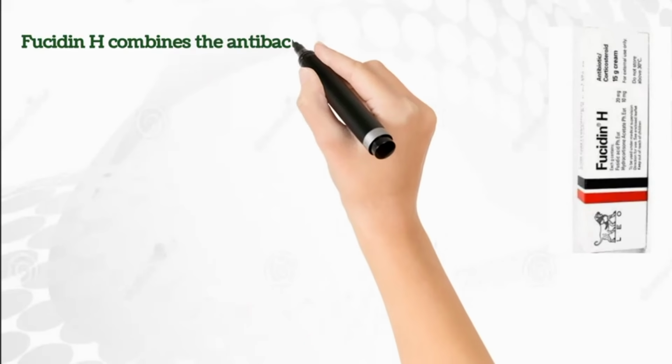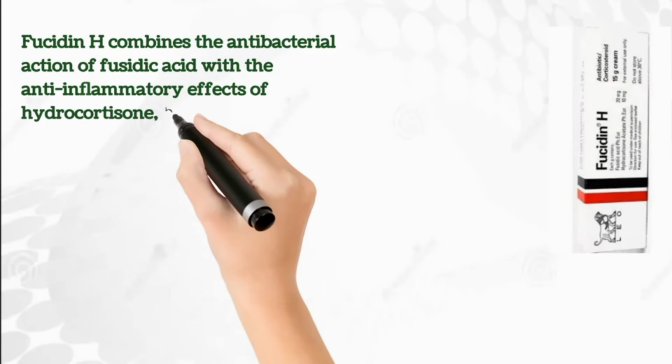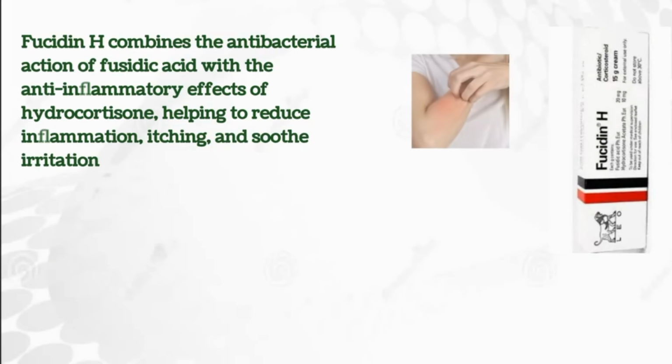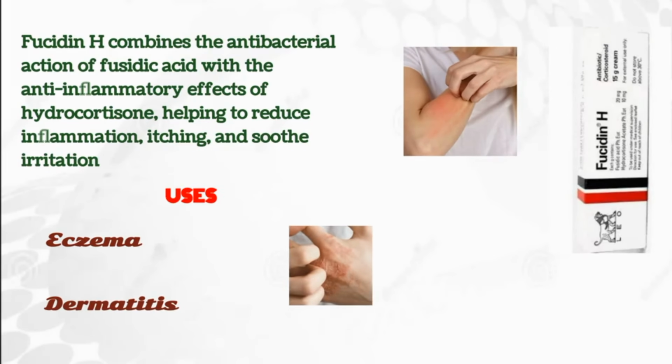Fucidin H combines the antibacterial action of fucidic acid with the anti-inflammatory effects of hydrocortisone, helping to reduce inflammation, itching, and soothe irritation. This cream is ideal for bacterial infections that also involve inflammation or itching, such as eczema, dermatitis, with secondary bacterial infections. Fucicort Cream.